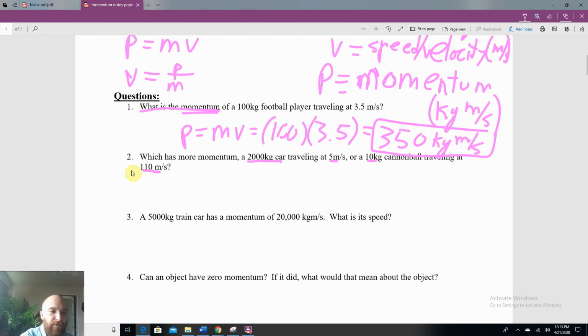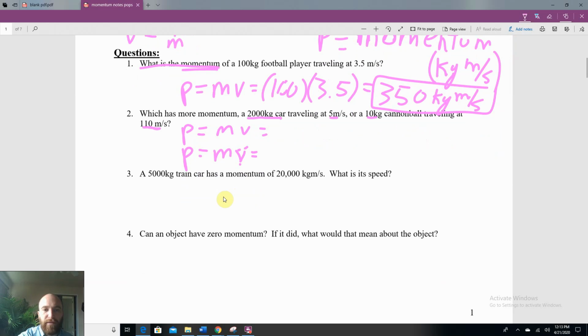Let's figure that out. We have an equation for momentum. It's P equals mv. We're going to do it twice, once for each object. And then we'll compare our answers at the end. That's a v. Okay, let's do the car up top.